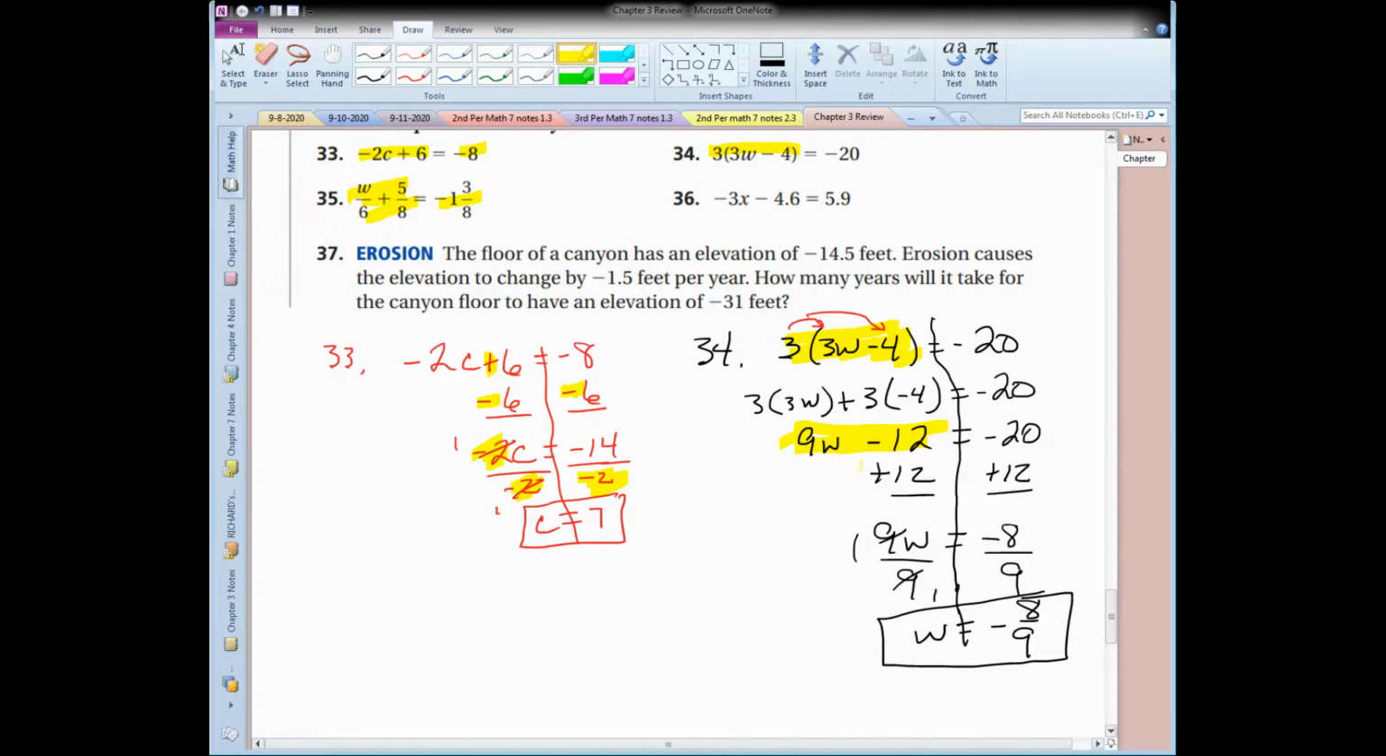I'm subtracting 12, so now I add 12 to both sides. And then I end up with 9 times w. So since I'm multiplying, then I need to divide both sides by 9. If I don't divide both sides by 9, it's no longer equal. And my answer, -8 divided by 9, I don't need to do that in my calculator. I can just write that as a fraction, and I put the negative sign in front. So that is the answer.